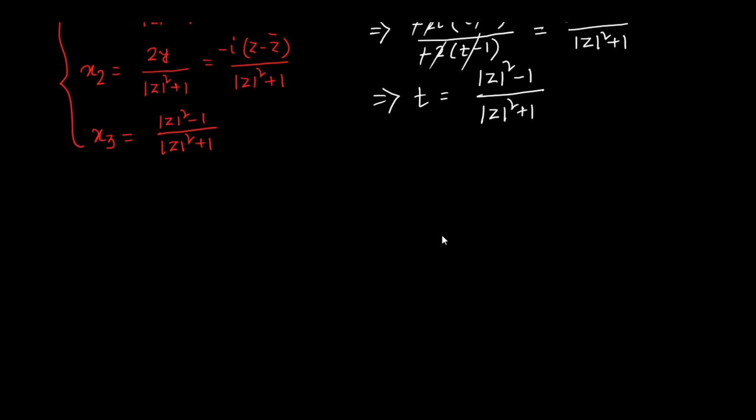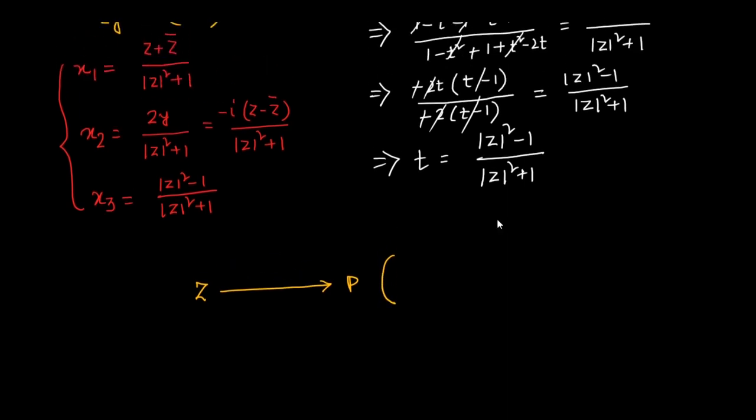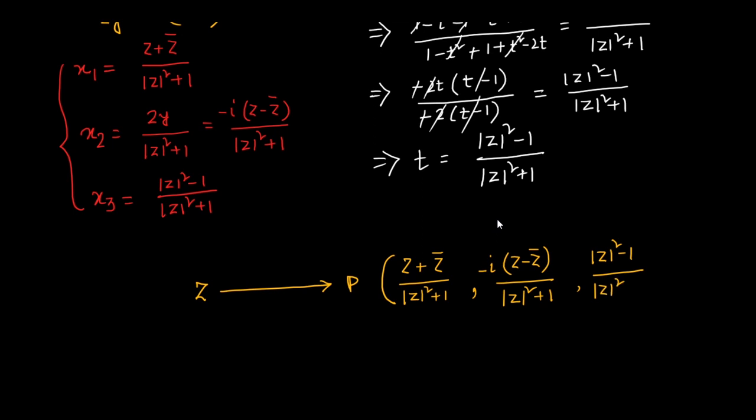So we can write that this small z, if given to us, corresponds to the point P. How is this P defined? This P is defined as the formula we have just found out. P is defined as (z plus z bar divided by mod z square plus 1, comma, minus i into z minus z bar divided by mod z square plus 1, comma, mod z square minus 1 divided by mod z square plus 1).